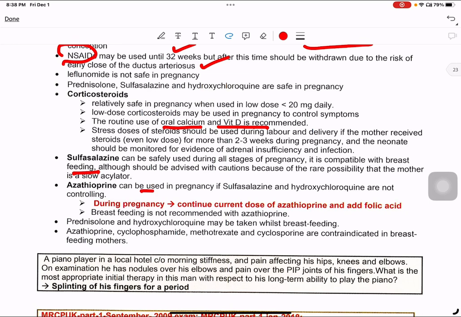Azathioprine can be used in pregnancy if sulfasalazine and hydroxychloroquine are not controlling the disease. During pregnancy, continue the current dose of azathioprine and add folic acid. Breastfeeding is not recommended with azathioprine. Prednisolone and hydroxychloroquine may be taken while breastfeeding.